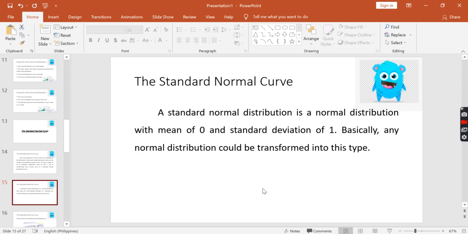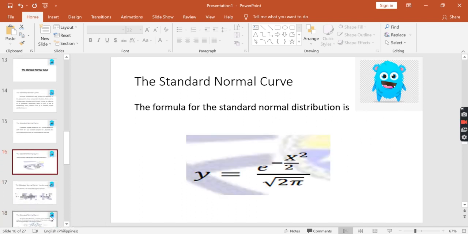Okay? So a standard normal distribution is a normal distribution with a mean of 0 and a standard deviation of 1. Okay, remember that. When we talk about the standard normal distribution, the mean is always 0 and the standard deviation is always 1. Basically, any normal distribution could be transformed into this type. So if you have a given normal curve, you can transform it into a standard normal curve. All you have to do is follow the formula and do certain steps.